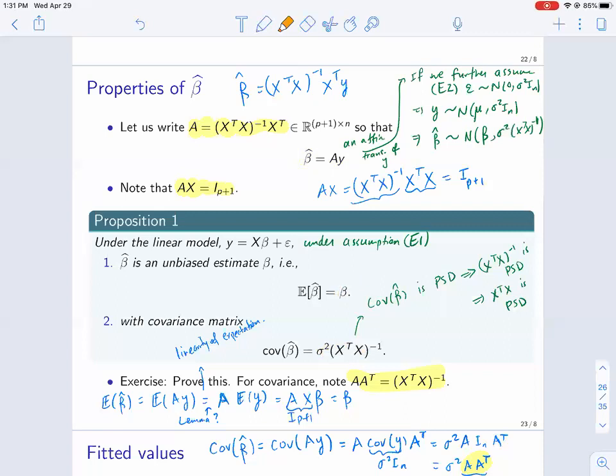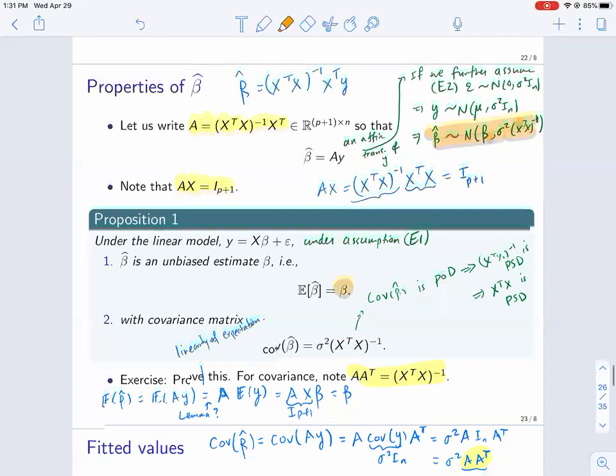Okay, so if you add E2, you get the extra information that beta hat is also multivariate normal, but the mean and the covariance are going to be the same as what you calculated before. These can't be different. So this is a good thing to remember. Under E2, we have this result.